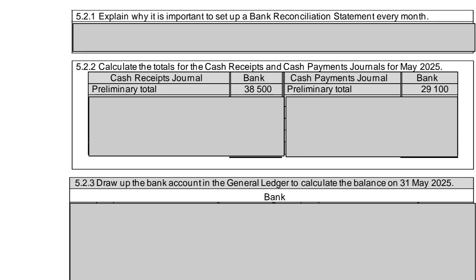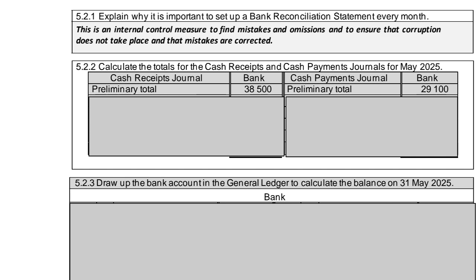5.2.1. Explain why it is important to set up a bank reconciliation statement every month. This is an internal control measure to find mistakes and omissions and to ensure that corruption does not take place and that mistakes are corrected.